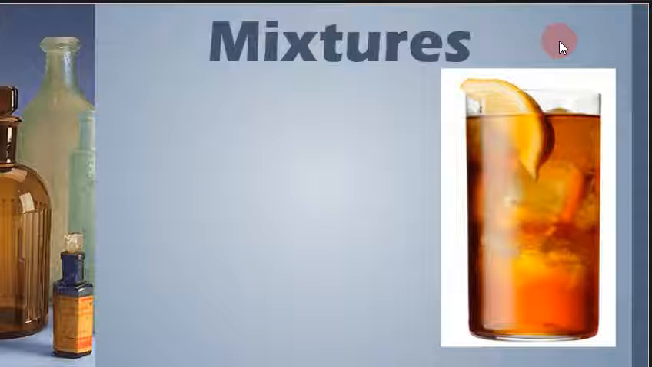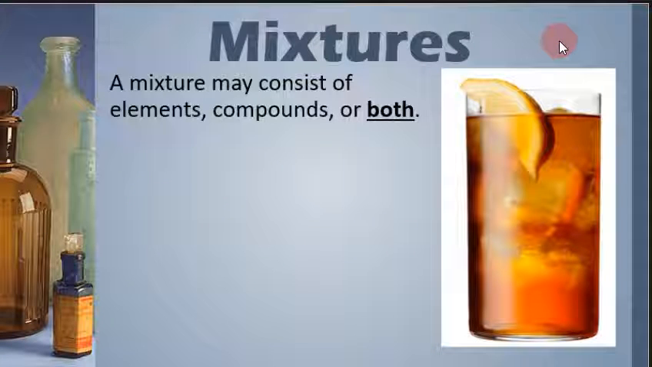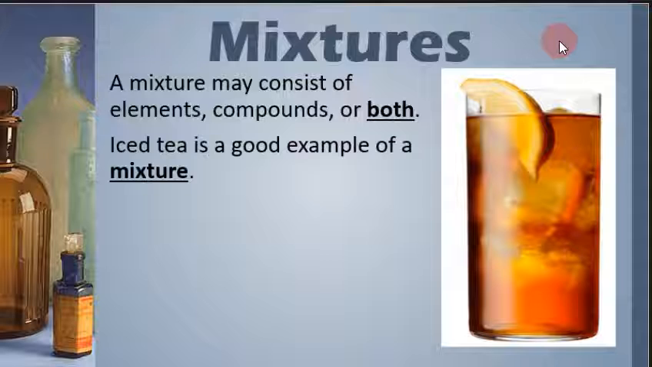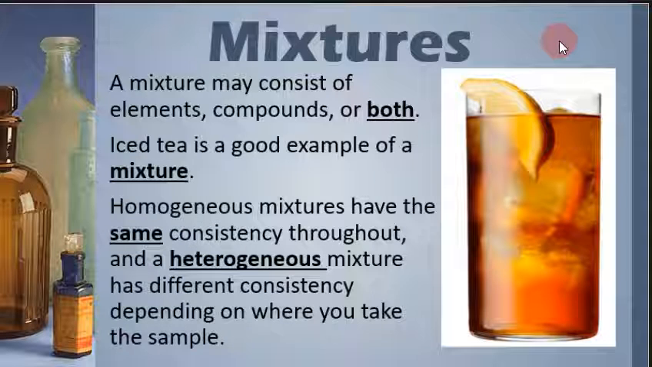All right, what about mixtures? We're looking at a glass of iced tea right there. A mixture may consist of elements, compounds, or both. It depends. All right, so iced tea is a good example of a mixture. I've got water, I've got tea, it looks like I have lemon, I've got ice. So if a mixture is homogeneous, homo just means the same. All right, that means everything throughout it is the same. It has the same consistency. So the word I think you're writing down there is same.